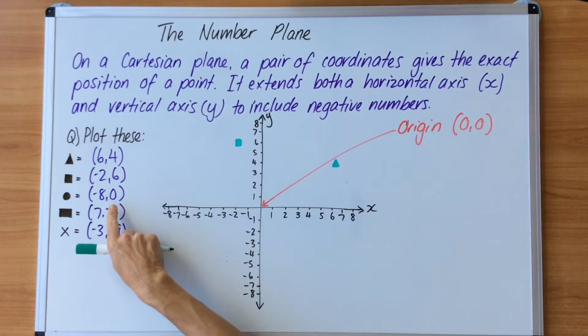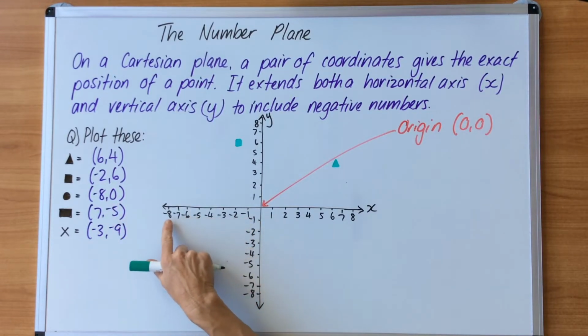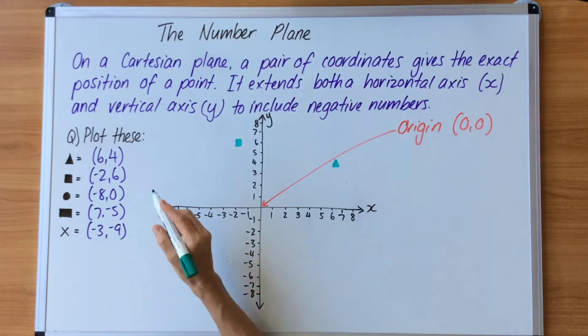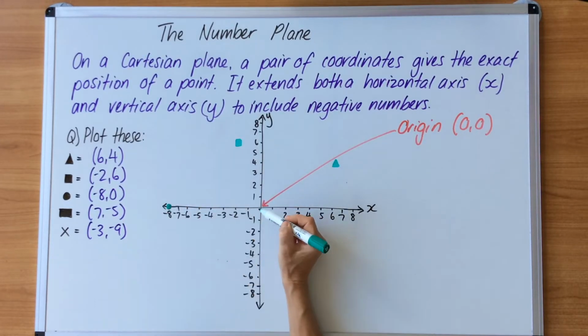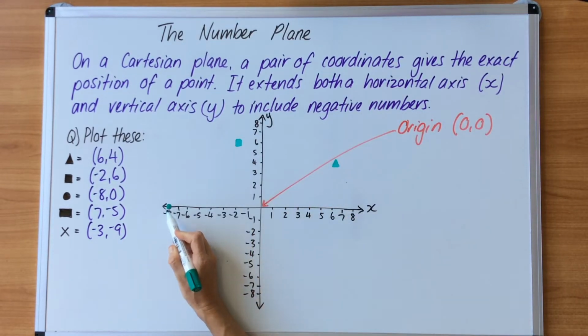Circle, -8 and 0. So we're going to crawl to -8 on the x-axis here. Now we don't walk to 0, we simply stay, because 0, 0 is our origin point. So anything that has a 0 on it means it will be on one of these axis lines. So at this point, this stays here.